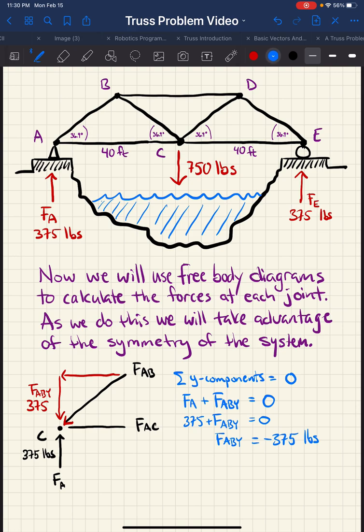Now, we know this is 36.9 degrees, which means this is going to be 90 minus 36.9. So we get 53.1 degrees for that angle. That's going to be important because we need to find FABX.